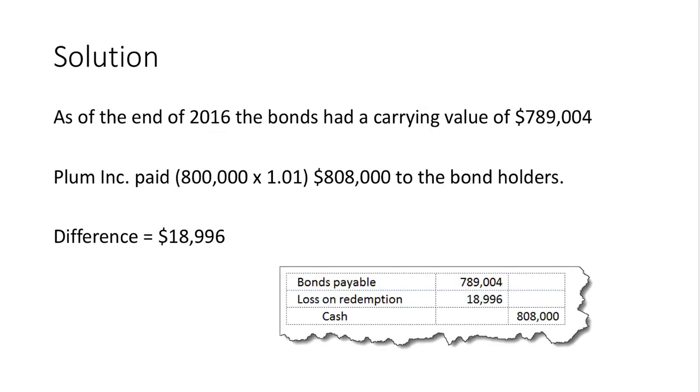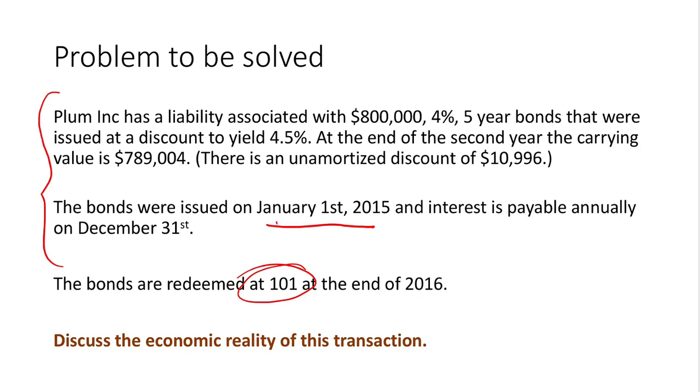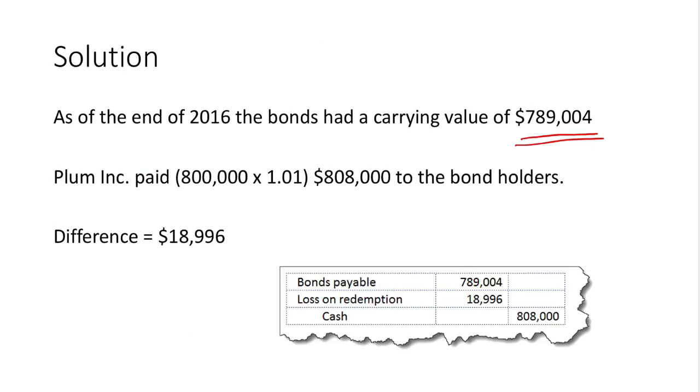Since the carrying value of the bonds at that date are $789,004, which, by the way, the question told us. We know that they're going to pay $808,000 to the bondholders, and we just calculate the difference and we call it a loss on redemption, or a gain on redemption if that's what happens.